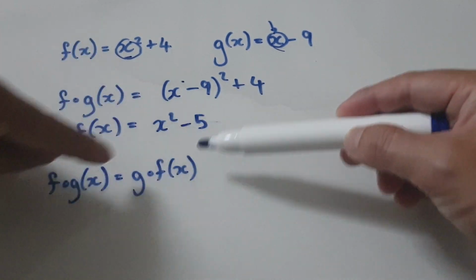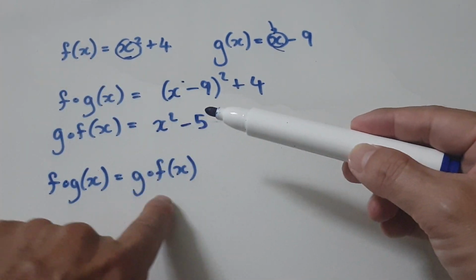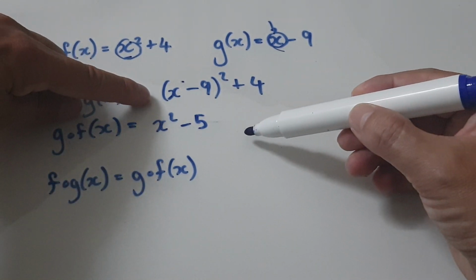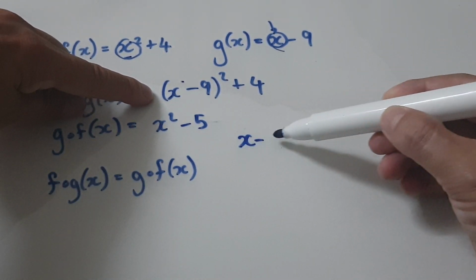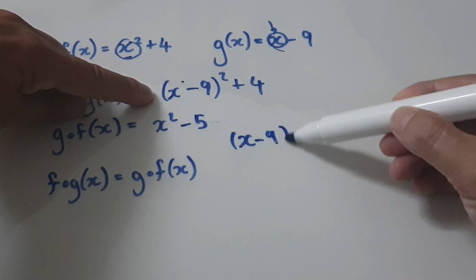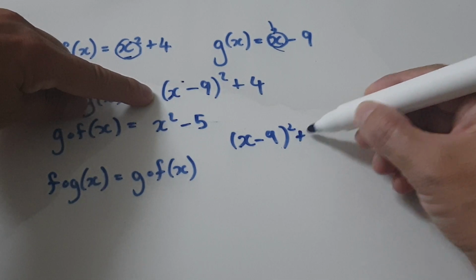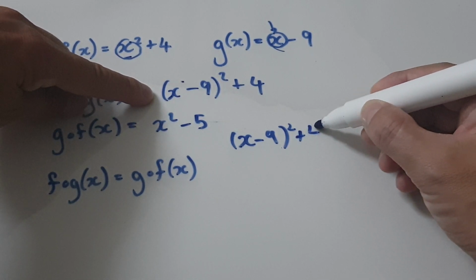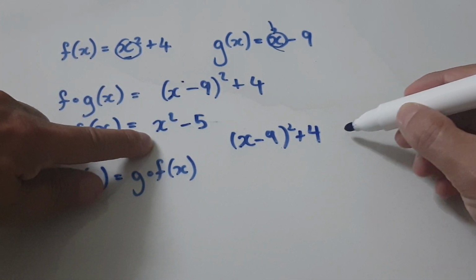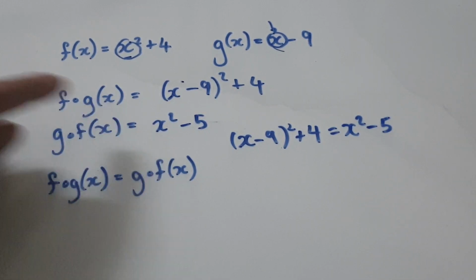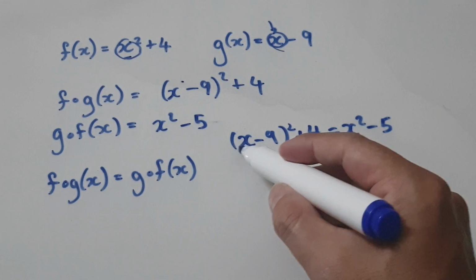So set the two to be the same as each other, just like what's being requested here. So set the two to be the same. So really it boils down to you trying to solve this. Hang on. x minus 9 squared plus 4, and this thing here would be x squared minus 5. So now solve this, multiply this out.